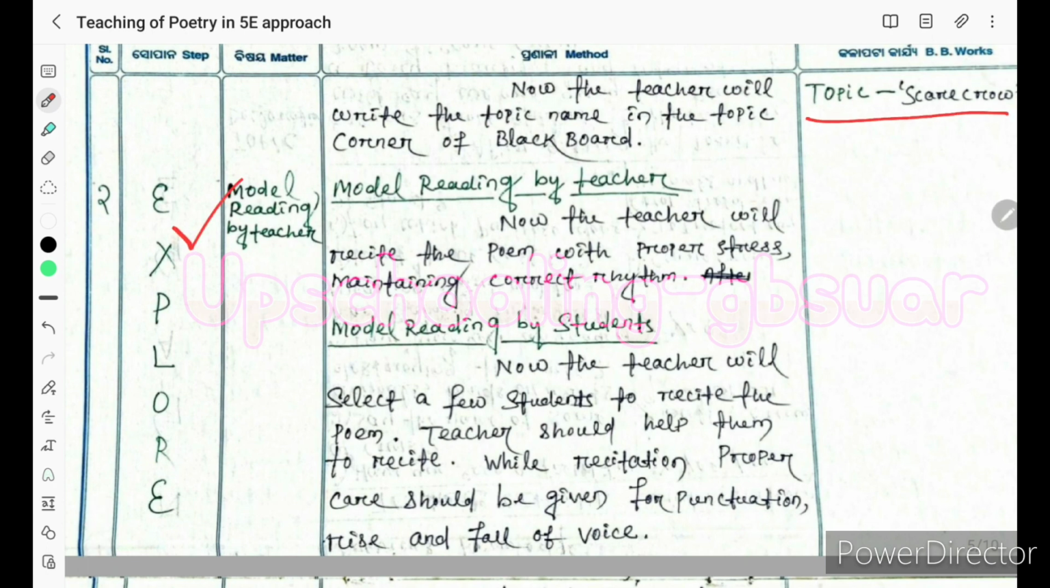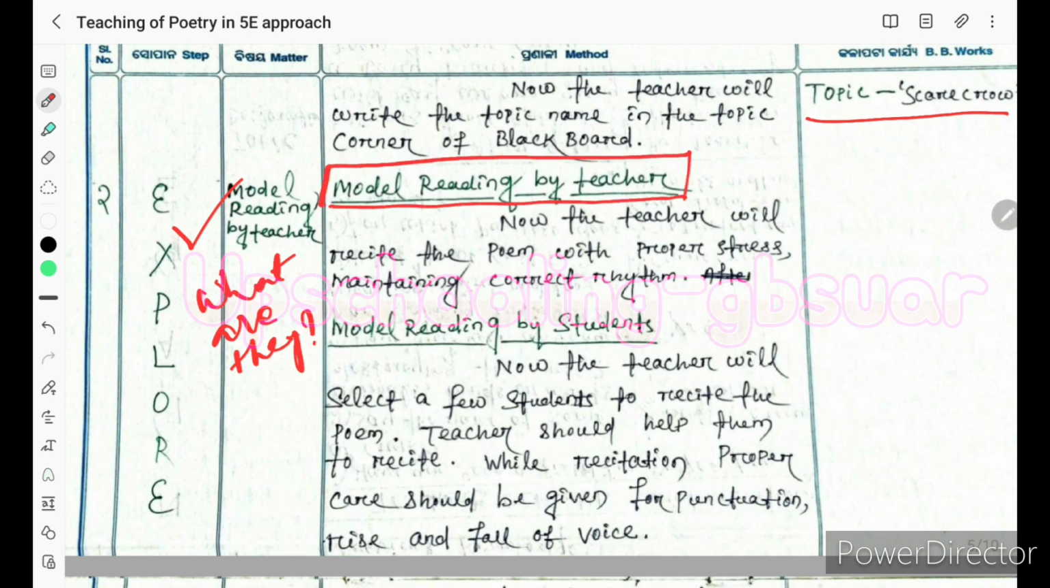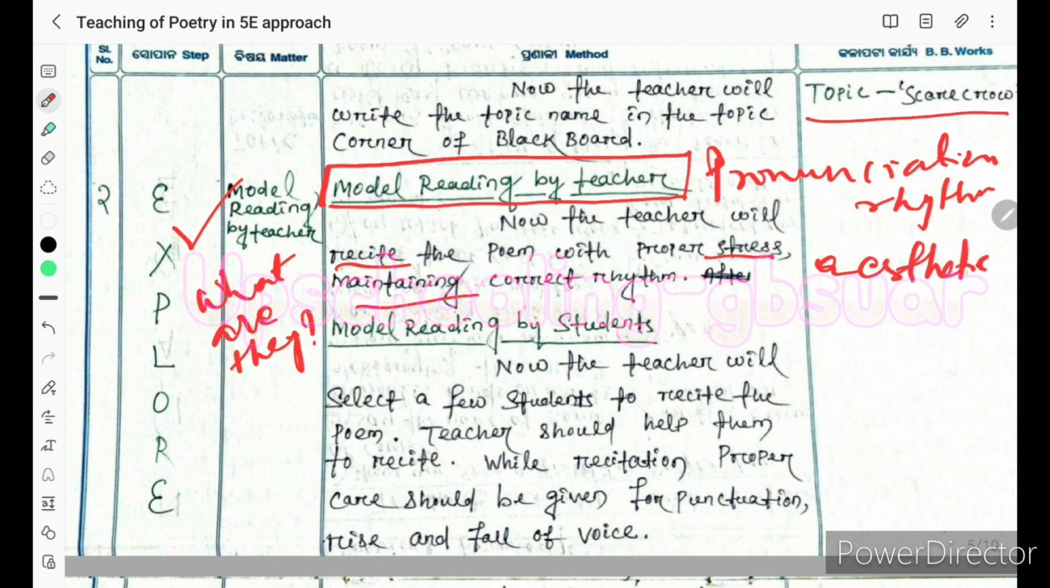In this stage, we have to start the poem in different ways. We can give the gist of the poem, or we can give an introduction about the poem. This stage contains the model reading by the teacher. We have to recite the poem with proper pronunciation, rhyming words and rhythm. We have to discuss the stanza after reading and give them scope for enjoyment, for developing their aesthetic sense. In this way, we will recite and discuss stanza by stanza.